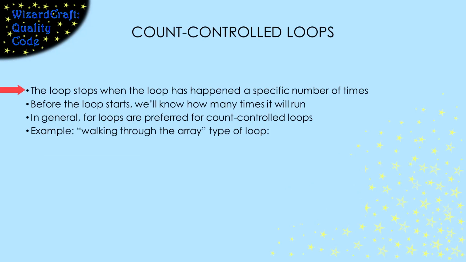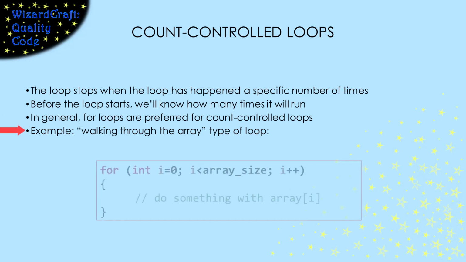A count-control loop stops when the loop has happened a specific number of times, and we know when the loop starts exactly how many times it will run. In general, for loops are preferred for count-controlled loops. One common count-controlled loop is one that walks through an array, doing something with each position in the array. When it starts, we know that it will run once for each position of the array, and that makes it count-controlled.